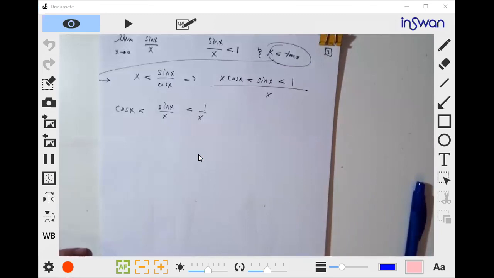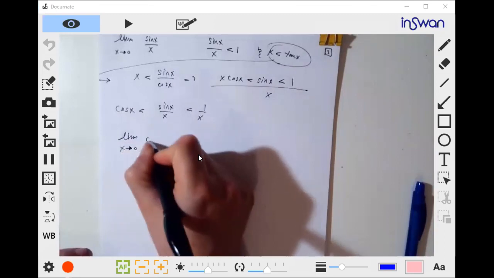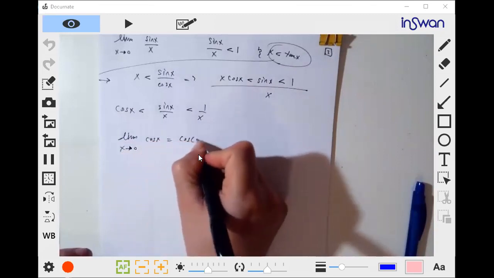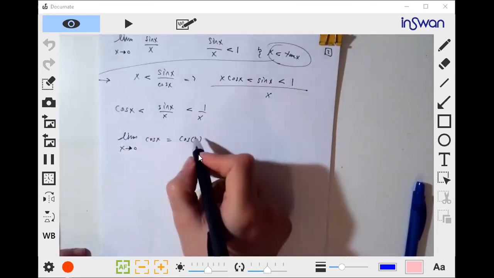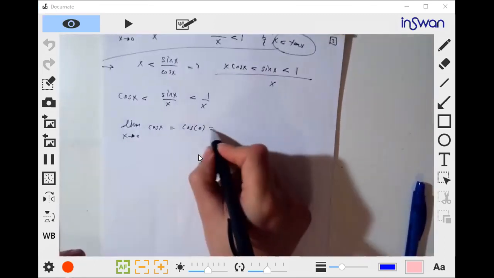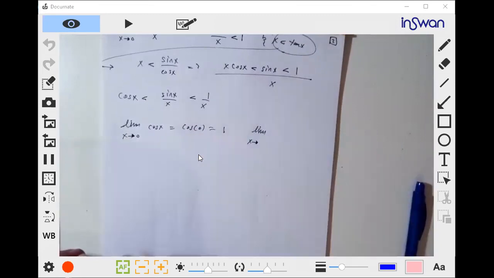Aha, now let's try to use the squeeze theorem. Notice that the limit as x approaches 0 of cosine of x is equal to cosine of 0, because it's a continuous function, because it's a trigonometric function. The limit is the same thing as evaluating the function at that point. This becomes 1. Notice that the limit as x approaches... wait a second here. I think something went wrong here.